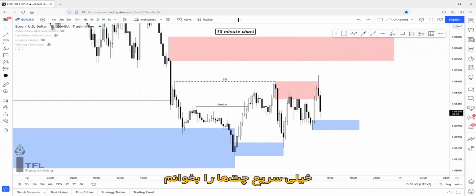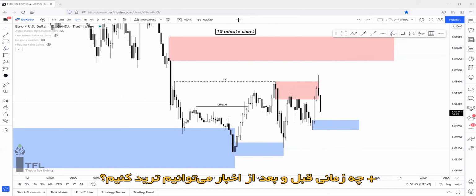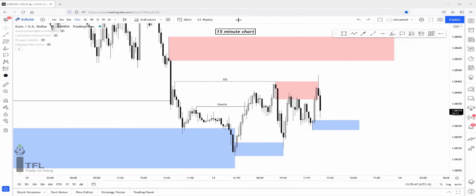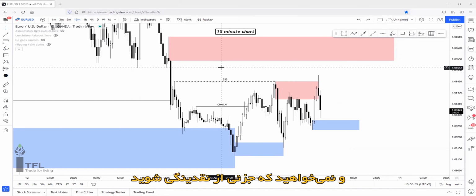Let me just read the chat real quick. When we can enter trades, after news and before. You can't really enter before news because you saw what happened yesterday. You don't want to become part of the liquidity, being swept out with the liquidity. So after the news, never before.